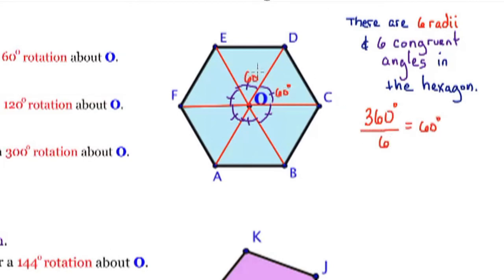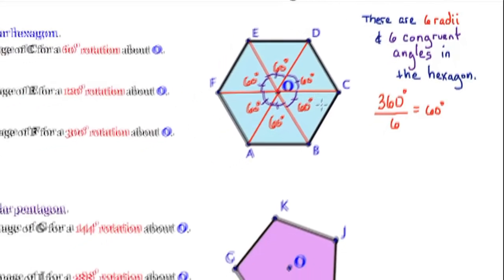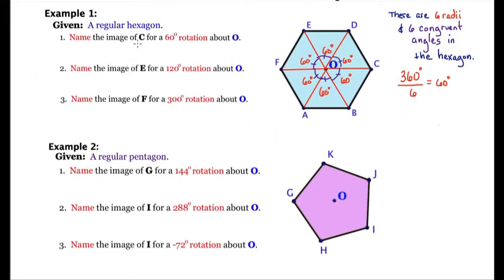So if there are 360 degrees in a circle and we divide these by 6, because there's 6 congruent angles, that gives us 60 degrees. So if we rotate point C 60 degrees about O, we will end up at point D. If we rotate E 120 degrees about O, remember we're going counterclockwise, we end up at point A. And name the image of F for 300 degree rotation about O. Well, 300 degrees brings us to E. If we did 360 degrees, we'd end up at the same point.